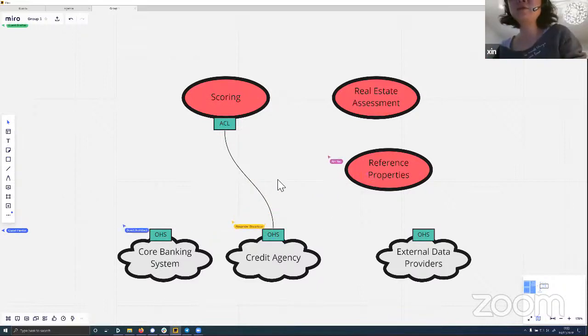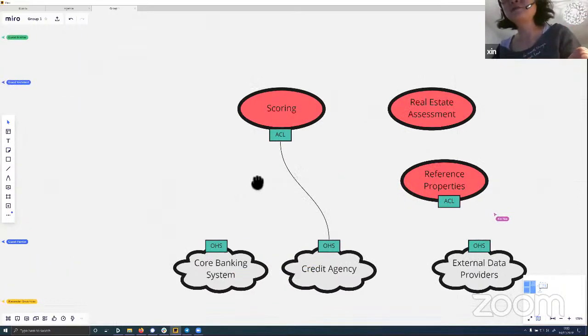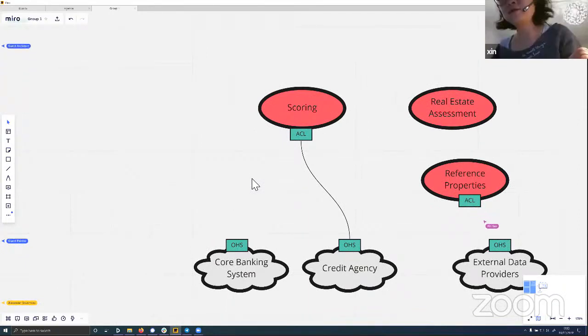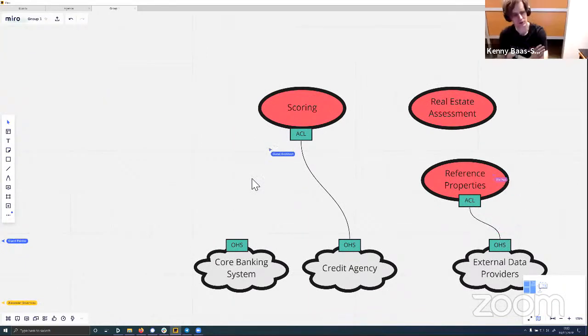So what you're saying is our strategy is to do an anti-corruption layer on the boundary, on the edge of each of our internal contexts. That's right. Yeah. Okay. All right. So then let's do this. Real estate assessment.